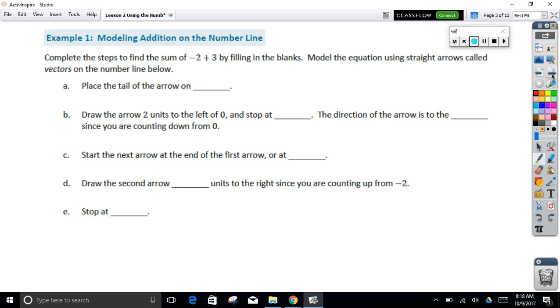Example 1, we're going to model addition on the number line. We're going to fill in these blanks kind of quickly, and then we're going to apply it over on the next page. So the first thing we always do is place the tail of the arrow on 0. And we are going to talk specifically about how we're going to find the sum of negative 2 plus 3. We're going to draw, instead of making the little hops, we're going to draw a straight arrow. We're going to draw the arrow until we get 2 units to the left of 0, and we're going to stop at negative 2. The direction of the arrow will be to the left.